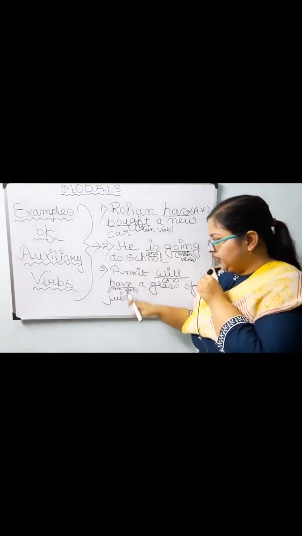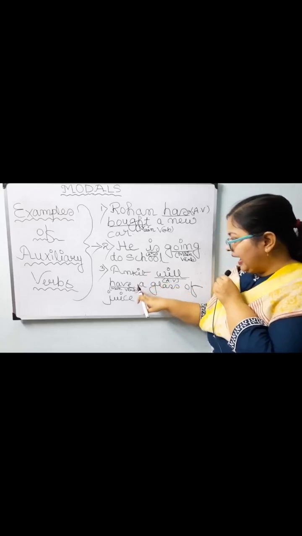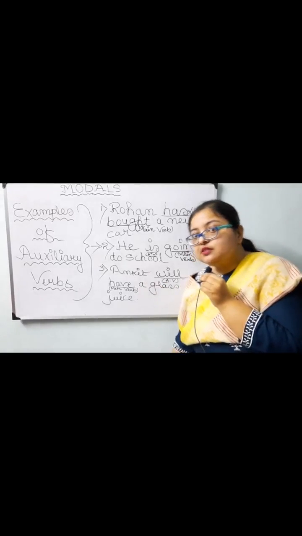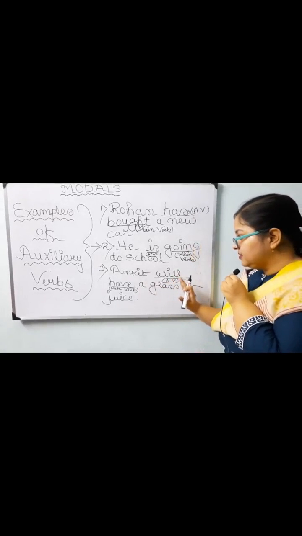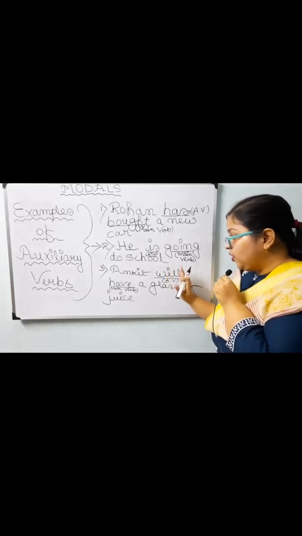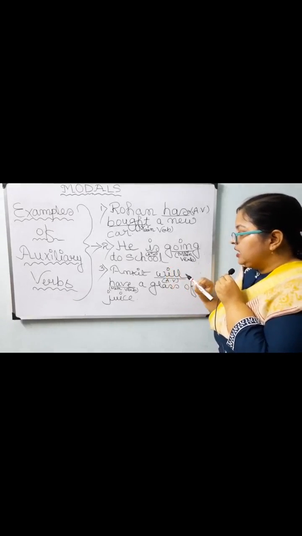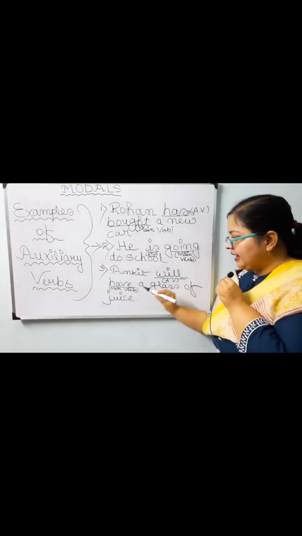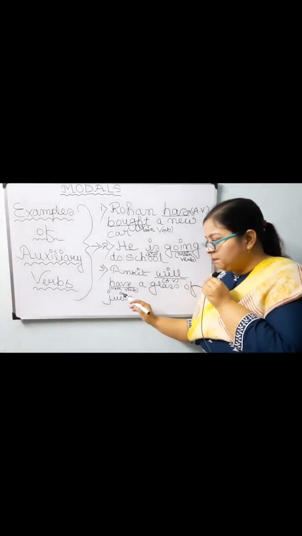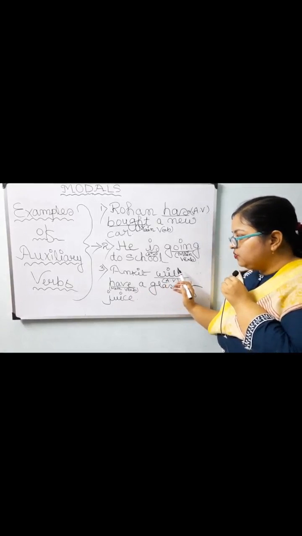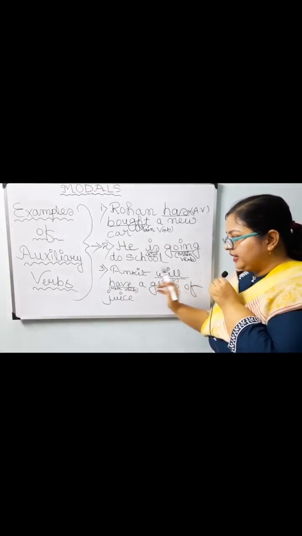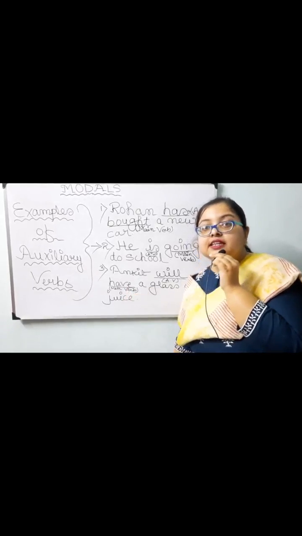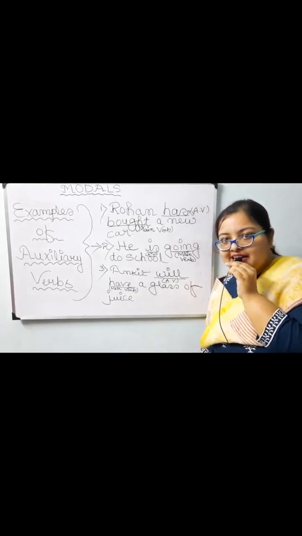Next one, number 3. Ankit will have a glass of juice. Students, in this sentence, the word will is acting as an auxiliary verb, and have is acting as the main verb. This very word will is supporting the main verb have. Otherwise the meaning would have been incomplete.